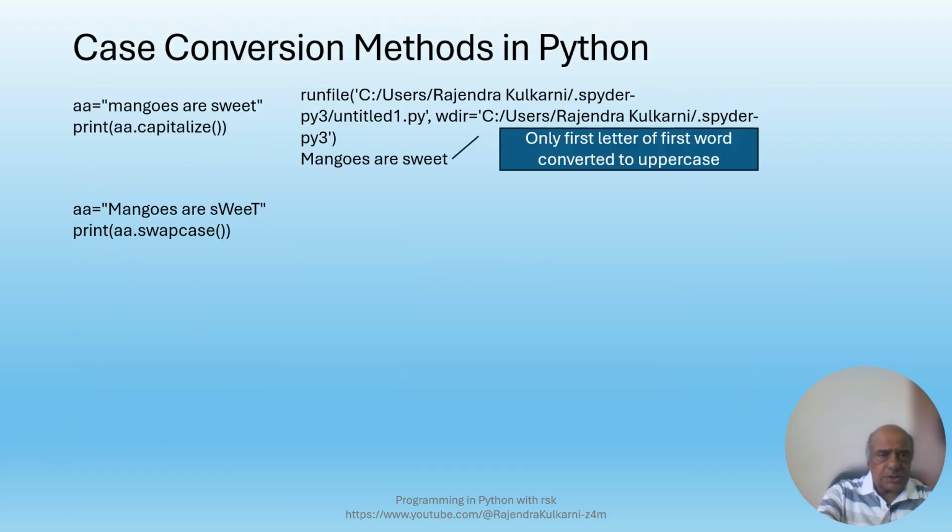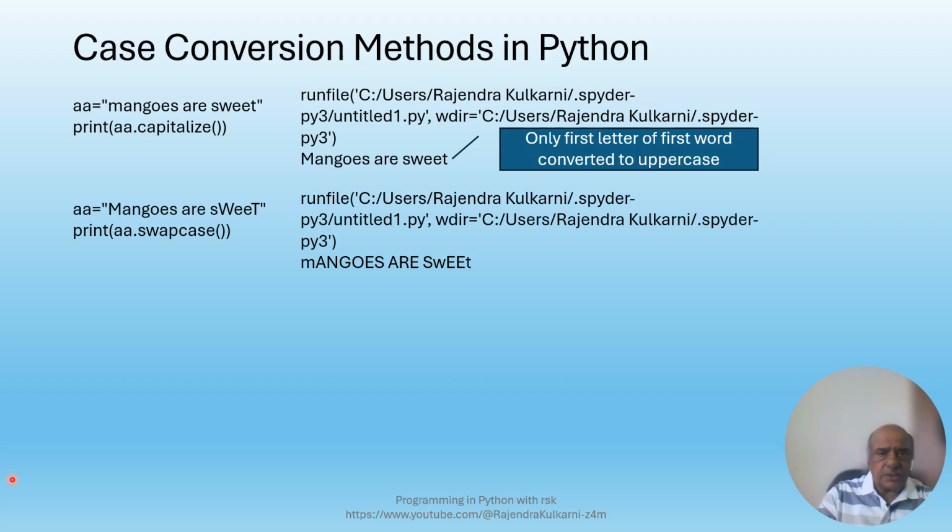Other case conversion methods are capitalize and swap case. In capitalize, only the first letter of the first word of the string is converted to capital. In swap case, whatever are the cases of the whole string, those get swapped. So uppercase becomes lowercase, lowercase becomes uppercase.